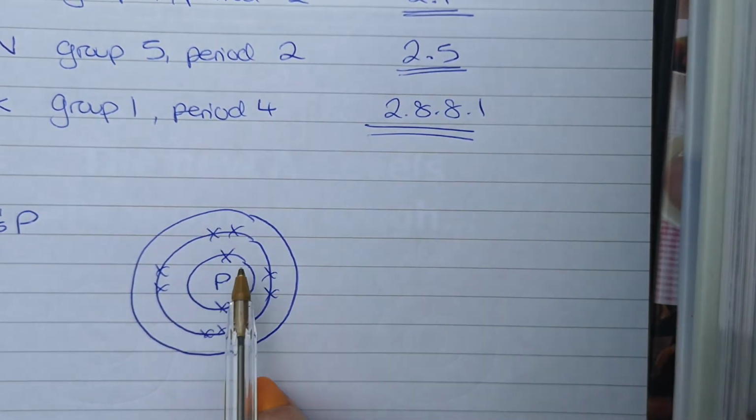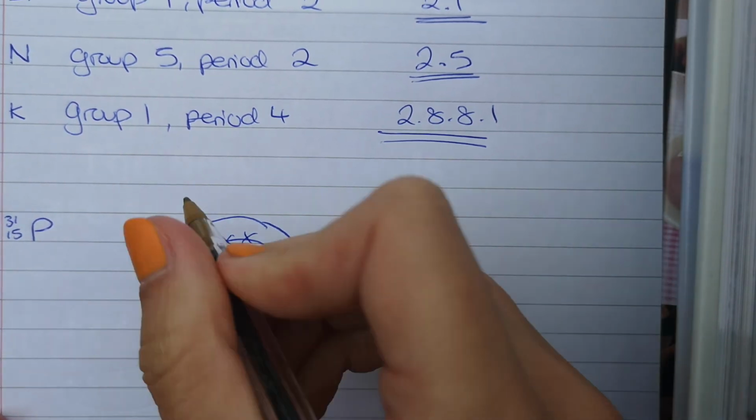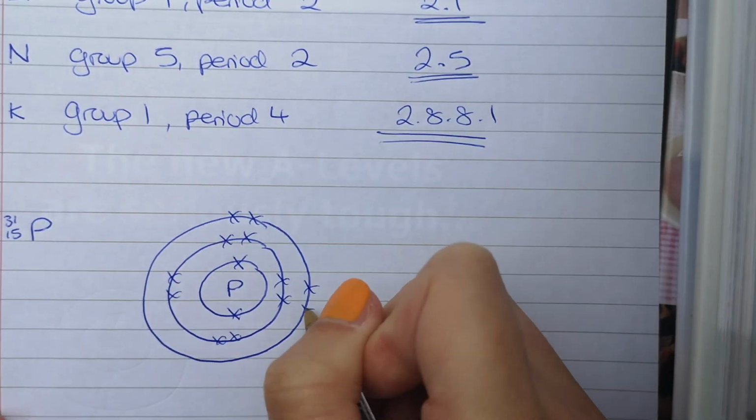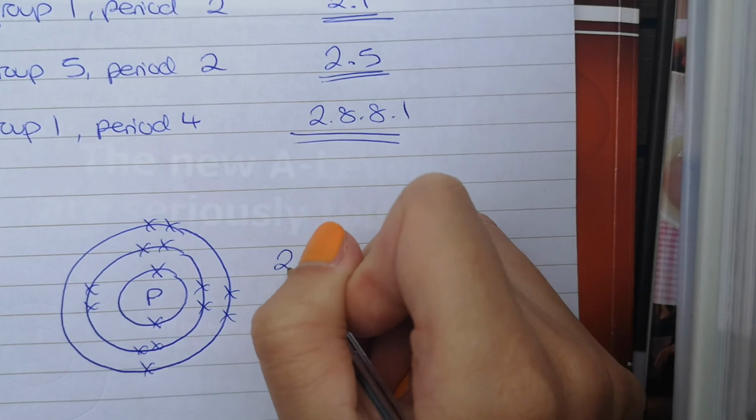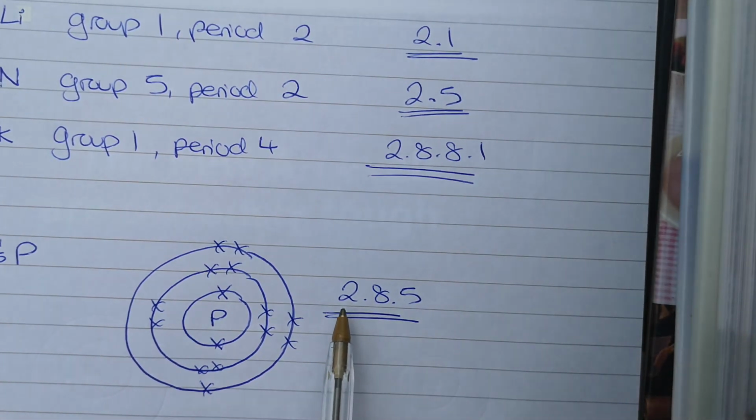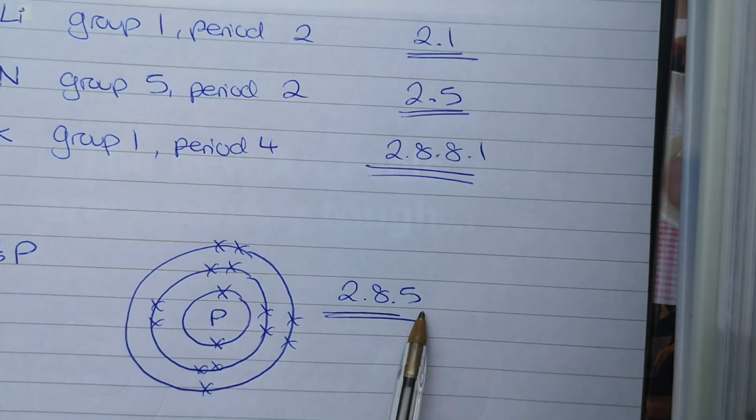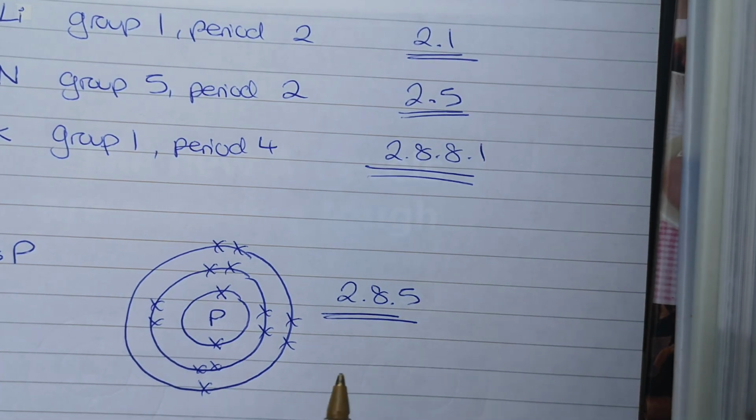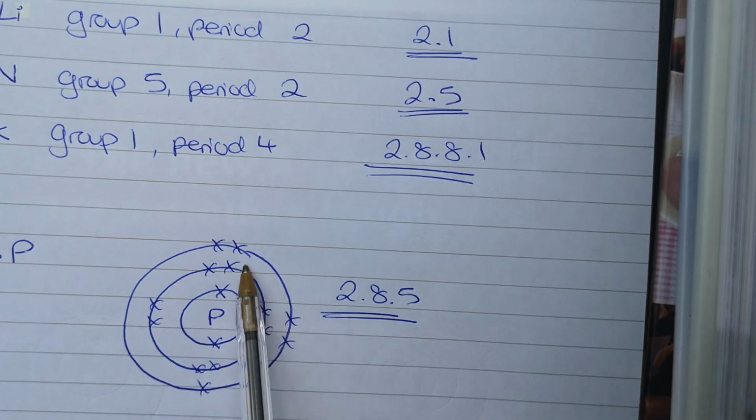So we've used up 2 and 8, we've used up 10 so far, so we've got 5 left over. So they're going to go in our outside shell. And our electron configuration is going to be 2, 8, 5. Okay, so it's got 3 electron shells and it's in period 3. It's got 5 electrons on its outside shell and it's in group 5.